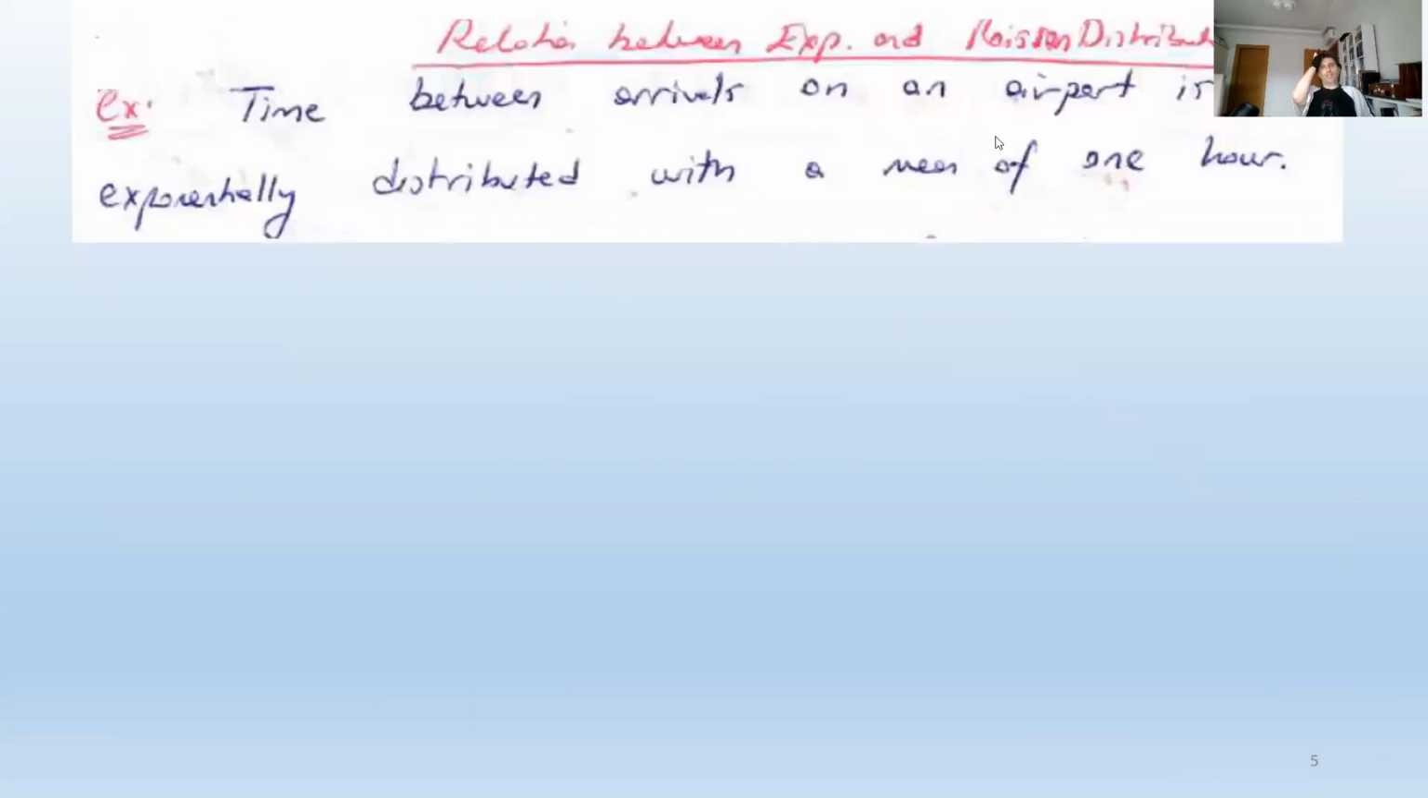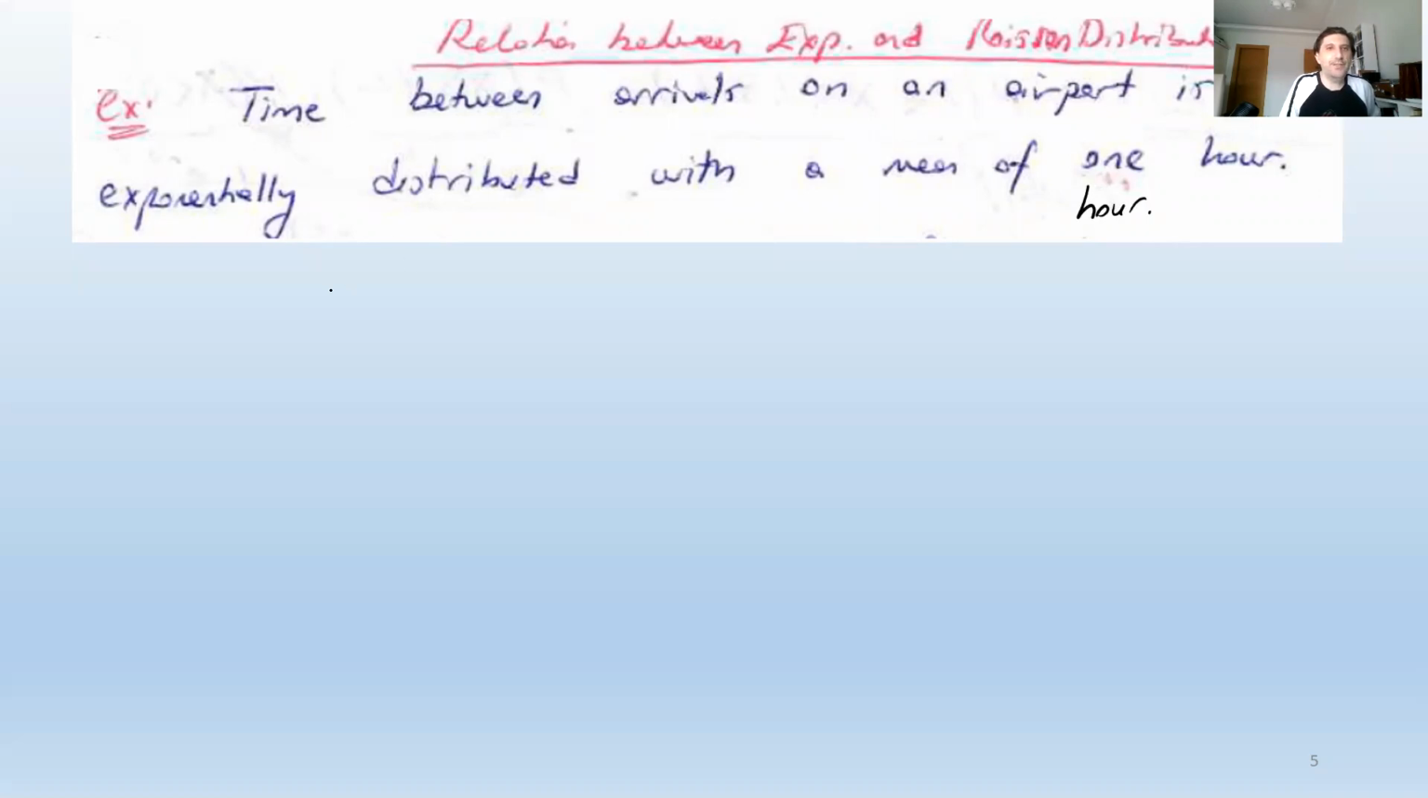Okay, the second question I'm going to solve is aimed to demonstrate the relation between the exponential and Poisson distributions more clearly. It says we are talking about an airport, and the time between arrivals of planes at an airport is exponentially distributed with a mean of 1 hour. Here I should have said 1 hour.